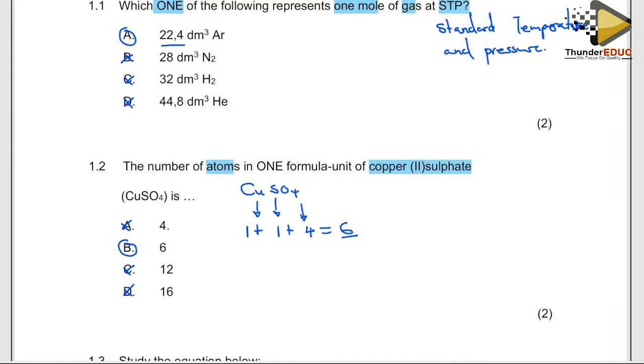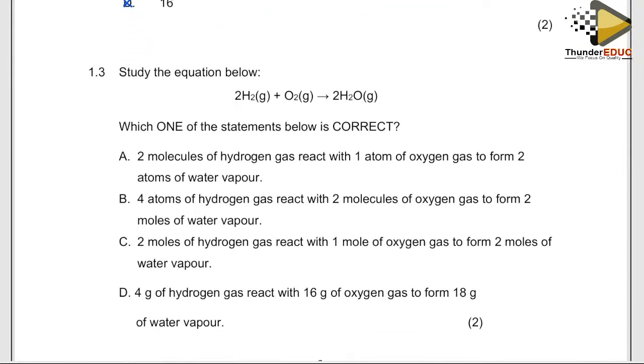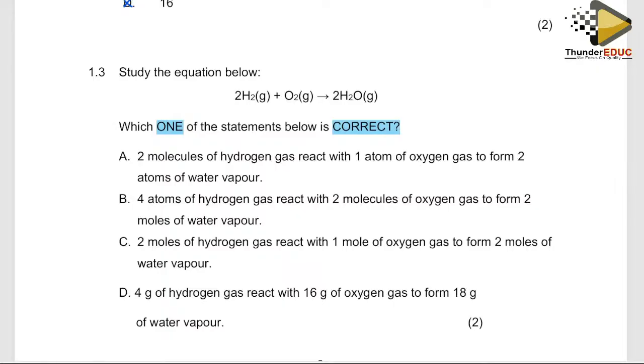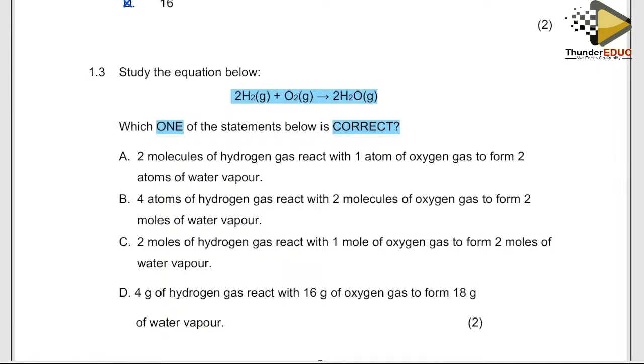Then we're going to proceed to question 1.3, which reads, study the equation below. The equation that we're given there is 2H2 gas plus oxygen gas gives 2H2O gas. And then we're asked which one of the statements below is correct, right? So which one of the statements is correct regarding this equation? They are saying the first one reads, two molecules of hydrogen gas react with one atom of oxygen gas to form two atoms of water vapor, right?